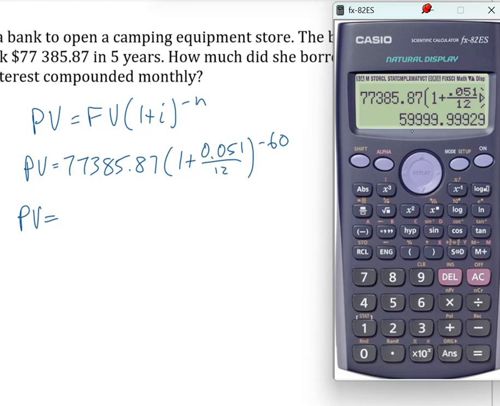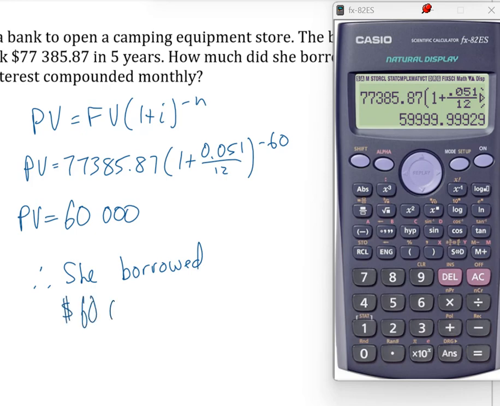this is $60,000, right? And that amount makes sense that somebody would borrow that kind of round amount. So hopefully, if you see an answer like that with all the 9s, you're like, okay, that's $60,000. So therefore, she borrowed $60,000 to start her business.